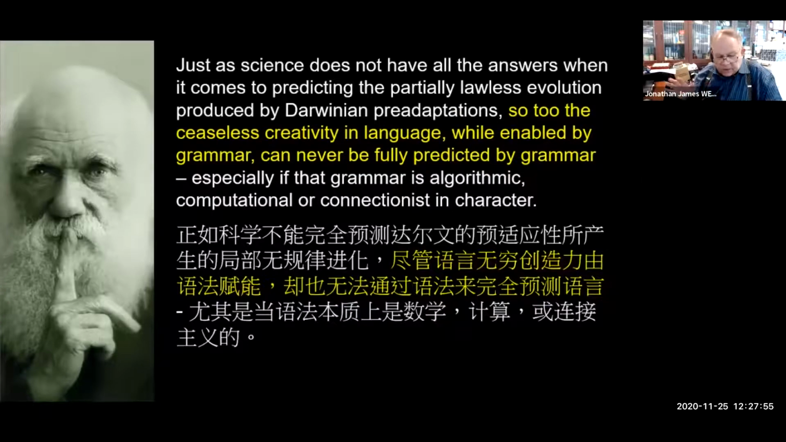Now, that means that when you try to talk about where language is going and what will happen in language, you can't predict it. Just as science does not have all the answers when it comes to predicting the partially lawless evolution produced by Darwinian pre-adaptations. That's why I mentioned Stuart Kauffman and this idea of Darwinian pre-adaptations. He's saying that in biology, in culture, you have no way to know. You're going for the alternative, and what direction you go, that's unpredictable. It's unforeseen. It's unforeseeable. So too, then, the ceaseless creativity in language. Now, it is enabled by the wording, the grammar.